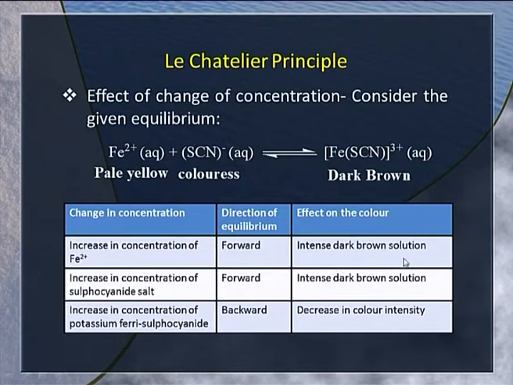So, overall the solution will show an intense dark brown color, and if the concentration of sulfocyanide salt, which is colorless, is increased, again it will go towards the product side because the reactant has increased. And if by any chance we increase the concentration of this complex, it will go in the backward direction and the overall solution will show a decrease in the intensity of color.